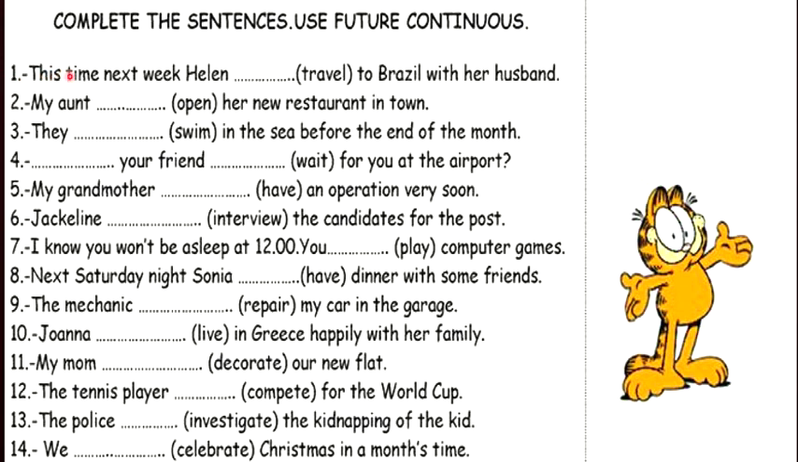Now let us see all these things. Number 1, this time next week, Helen dash travel to Brazil with her husband. Now you need to know that the rule was will be, verb that is travel plus ing, right? So what should be the answer? Yes, you're right. It should be will be traveling.